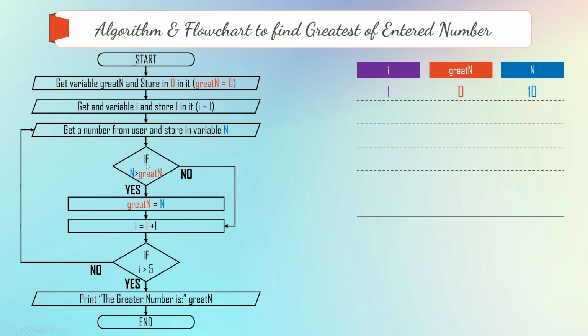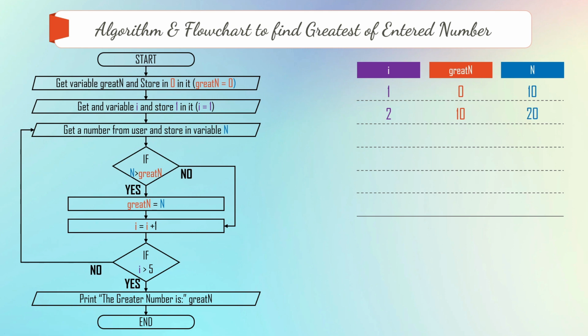And now the flowchart comes to the condition: is N greater than greatN? Yes, 10 is greater than 0. So what will happen is greatN will have the new number 10. I will be incremented by 1. Now I will be checked. Is I greater than 5? No, I is 2, right? So no, it will go to this step. It will again come to the user and ask for a new number.